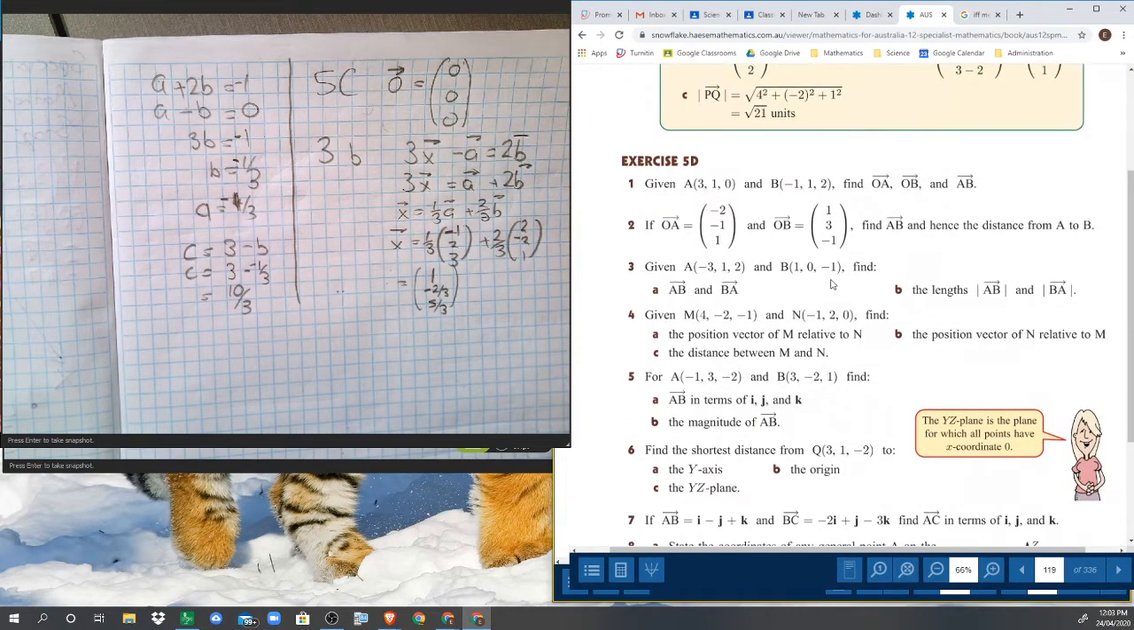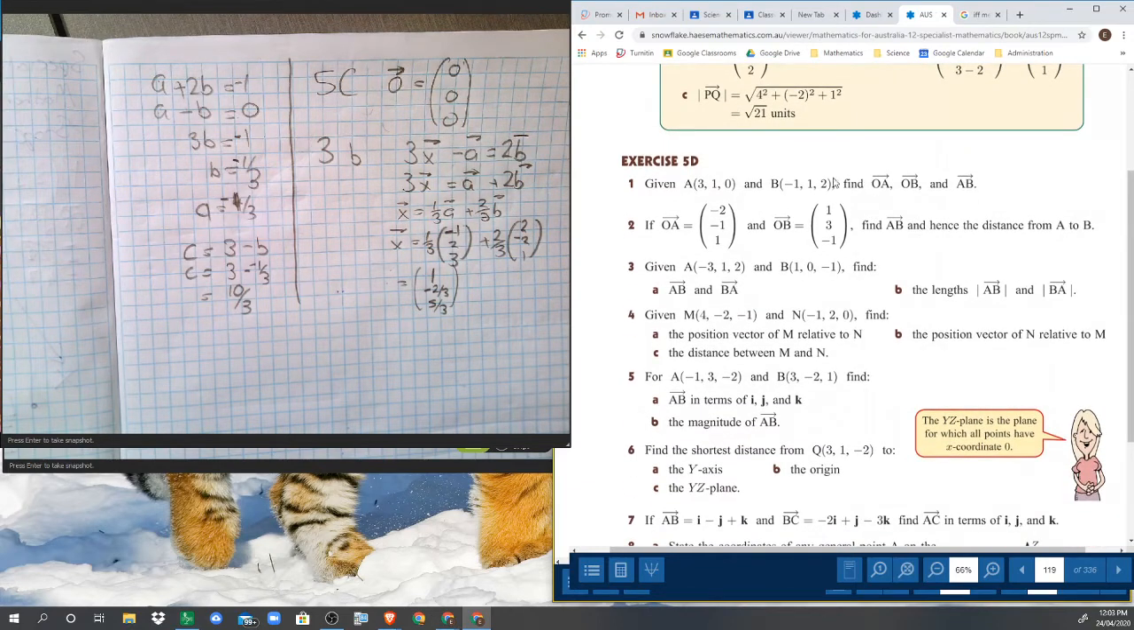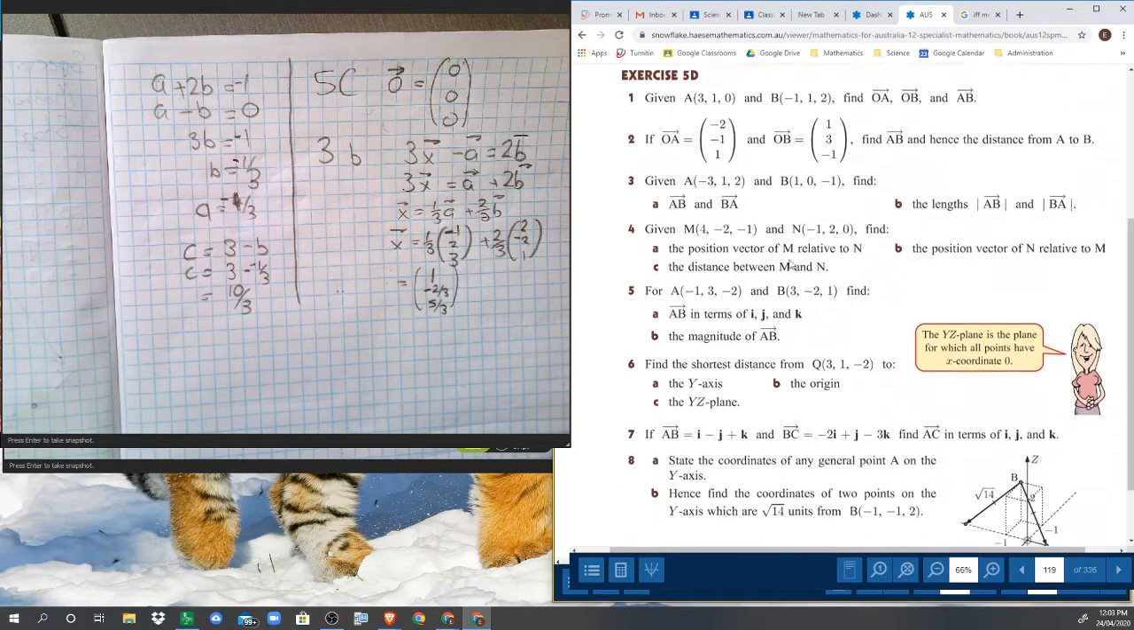So let's go to some of the problem solving exercises maybe. I think we know how to do this. Position vectors. Yeah, okay.